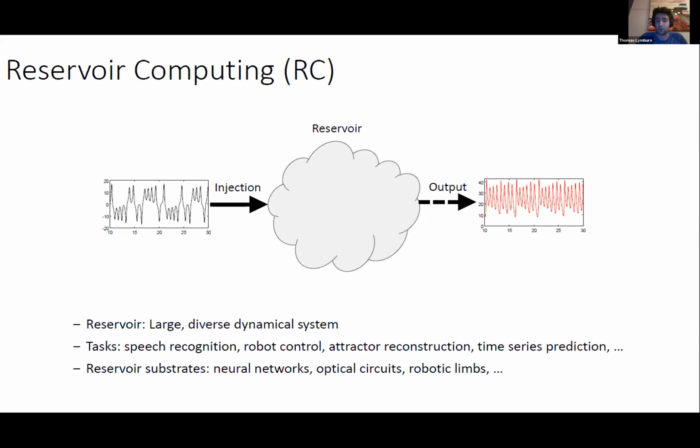You can also use all different kinds of systems as your reservoir. There's a lot of work done with using neural networks, and that's where the ideas originated from. But there's also a lot of very interesting analog types of reservoirs, so physical substrates, optical circuits, robotic limbs even. So these sort of physical versions of reservoir are very interesting and have a lot of potential.